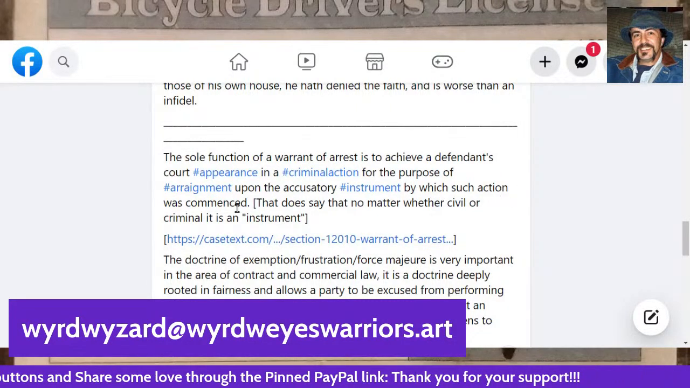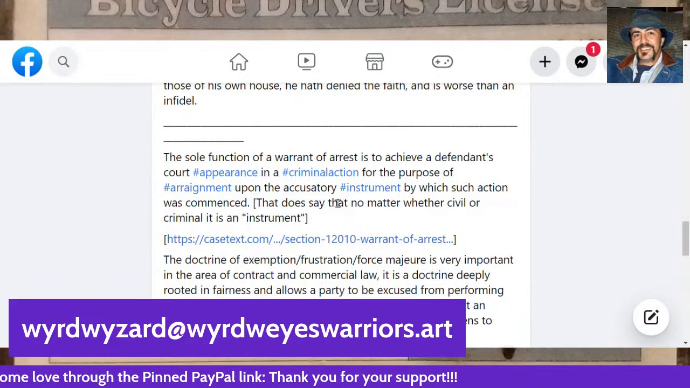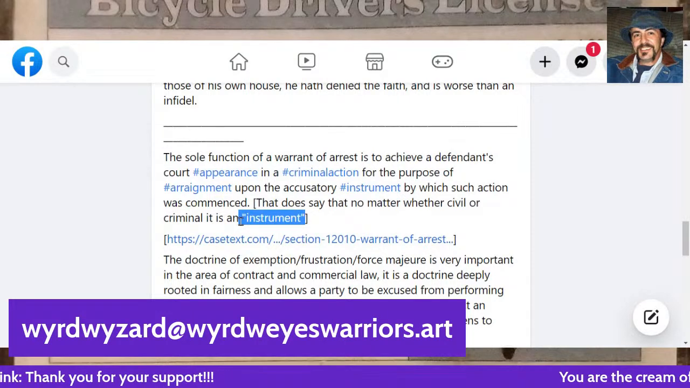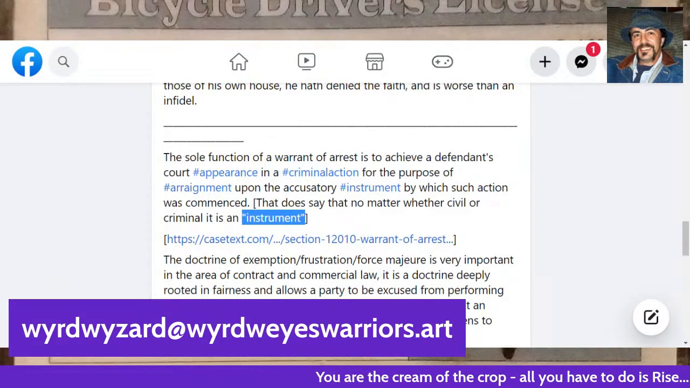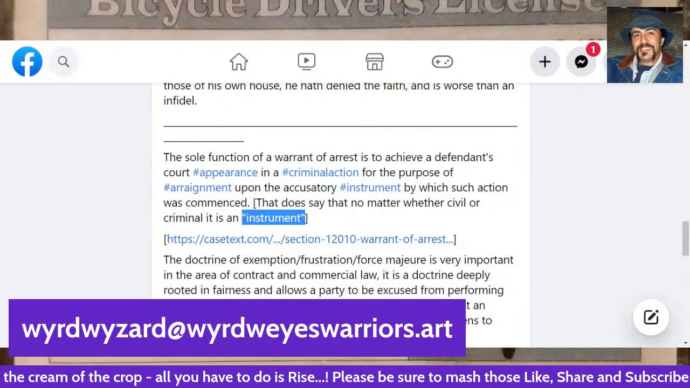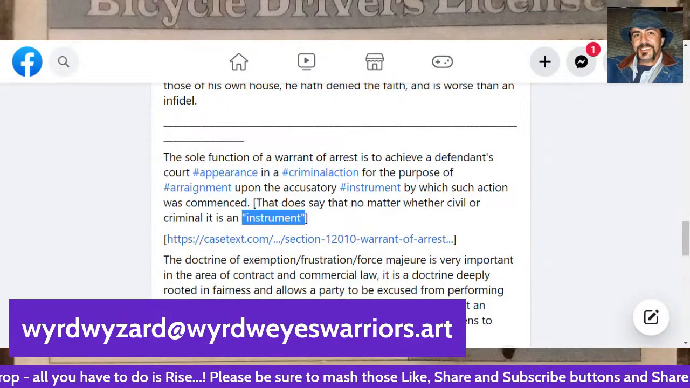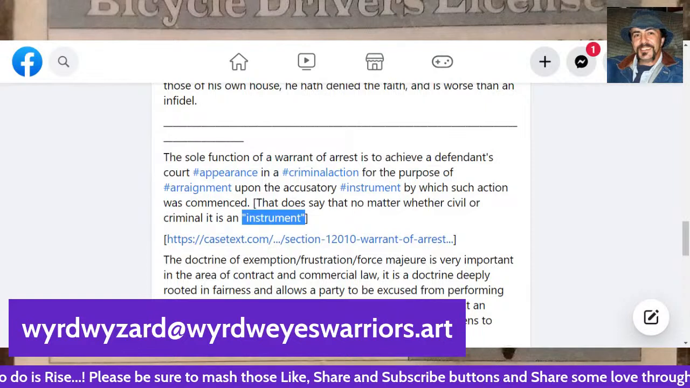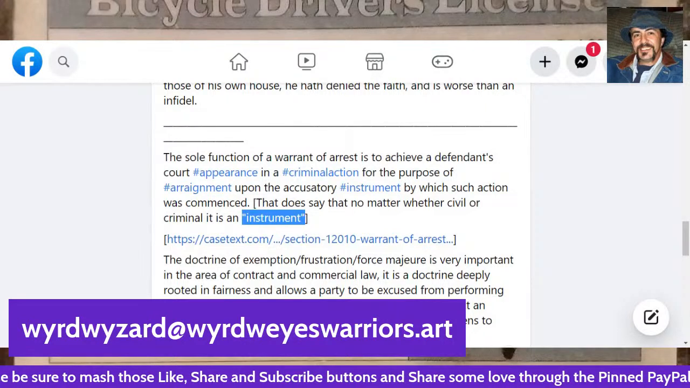By which such action was commenced. That does not say that no matter whether civil or criminal, it is an instrument. So that instrument, when that officer pulls you over and gives you a citation, a traffic citation, if it happens to be a citation for driving while suspended, that's a criminal offense under a civil instrument. You get it?